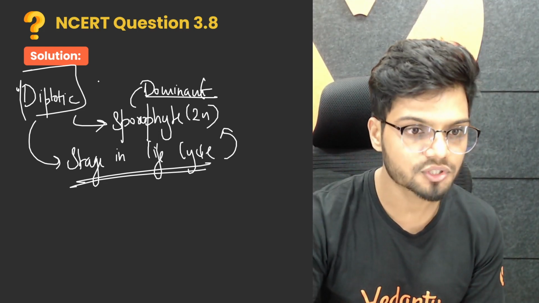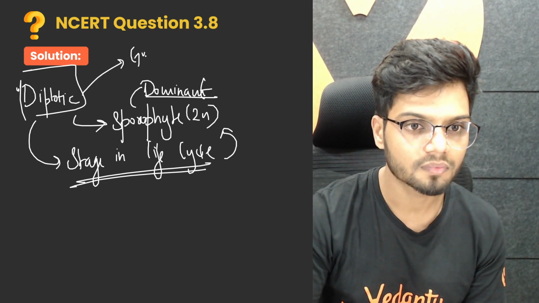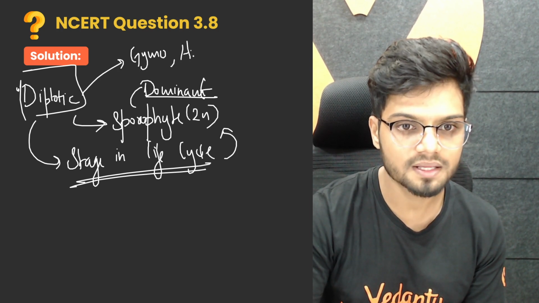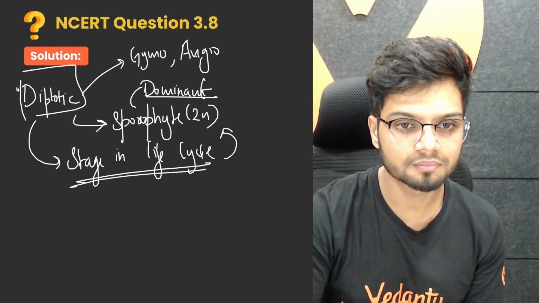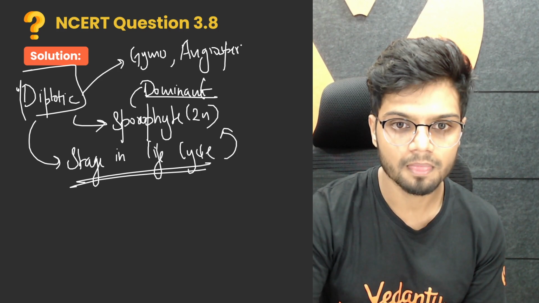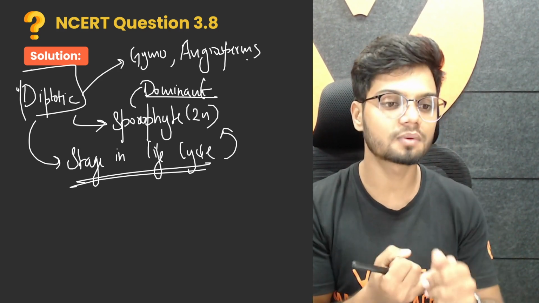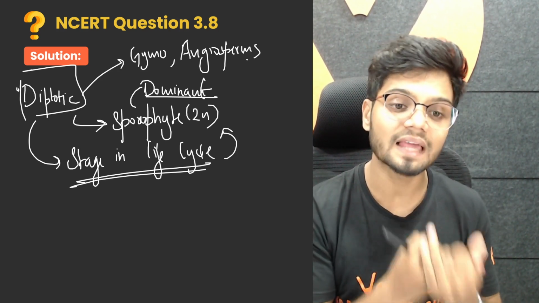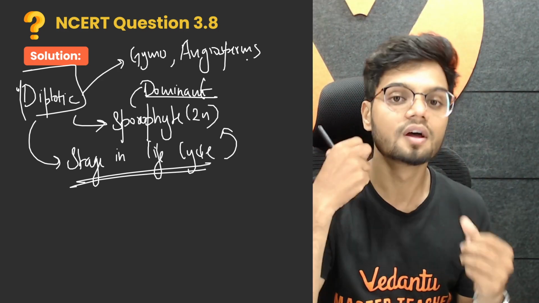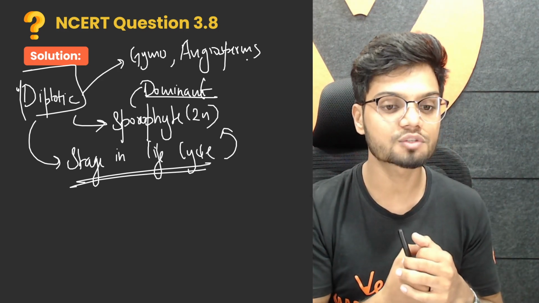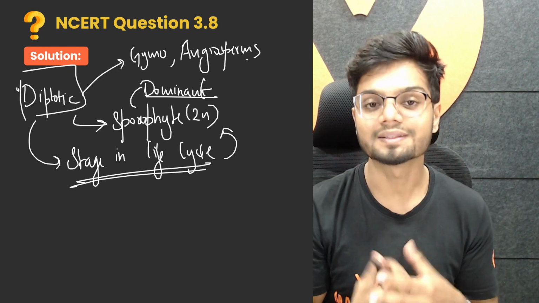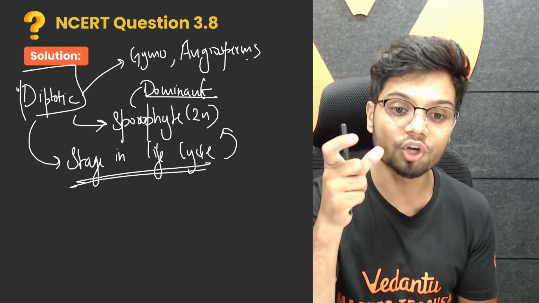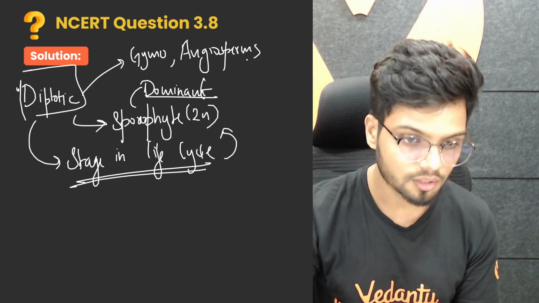As I mentioned earlier, diplontic is seen in gymnosperms as well as angiosperms. Diplontic is the stage in the life cycle of gymnosperms and angiosperms. And these gymnosperms and angiosperms are sporophytic in nature, that is diploid, and that is the dominant phase here.